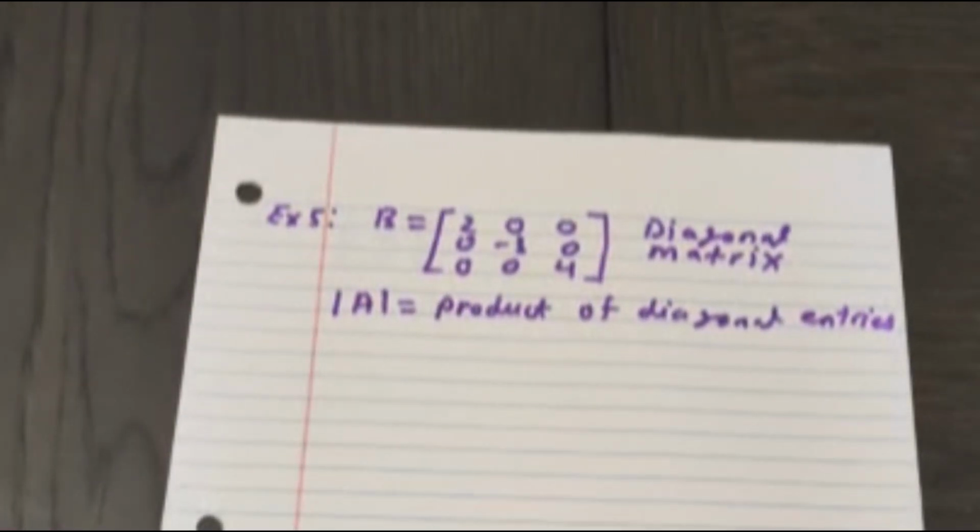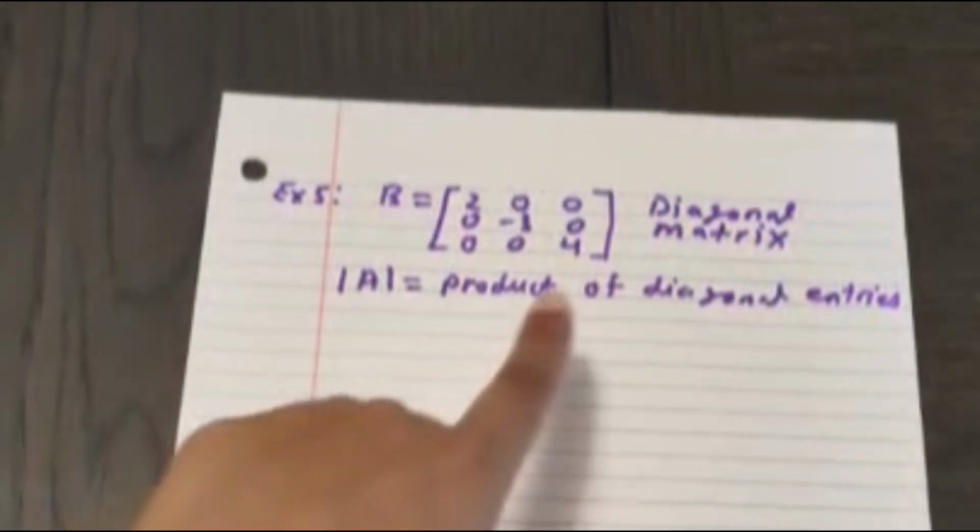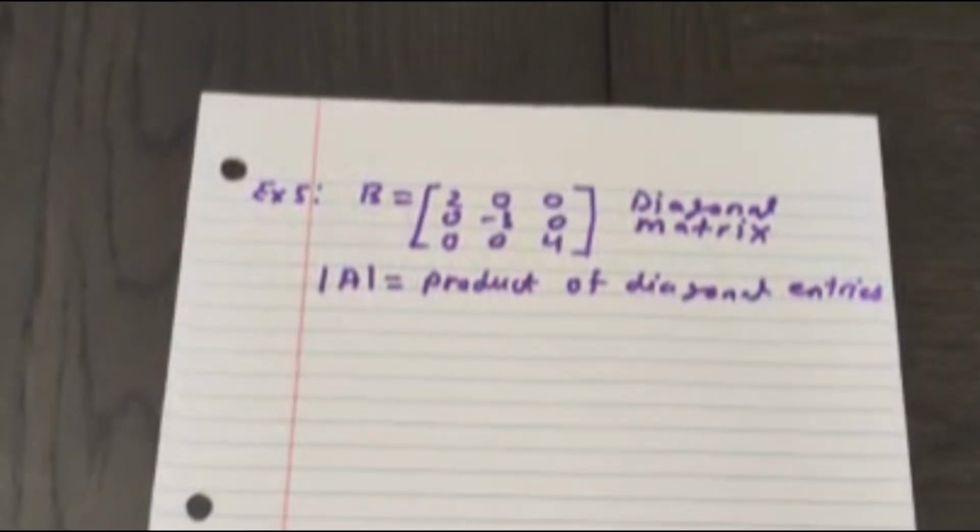The way to find the determinant of a diagonal matrix is actually the same as finding that of a lower or upper triangular matrix. You just take the product of the diagonal entries in the matrix. So let's do that.